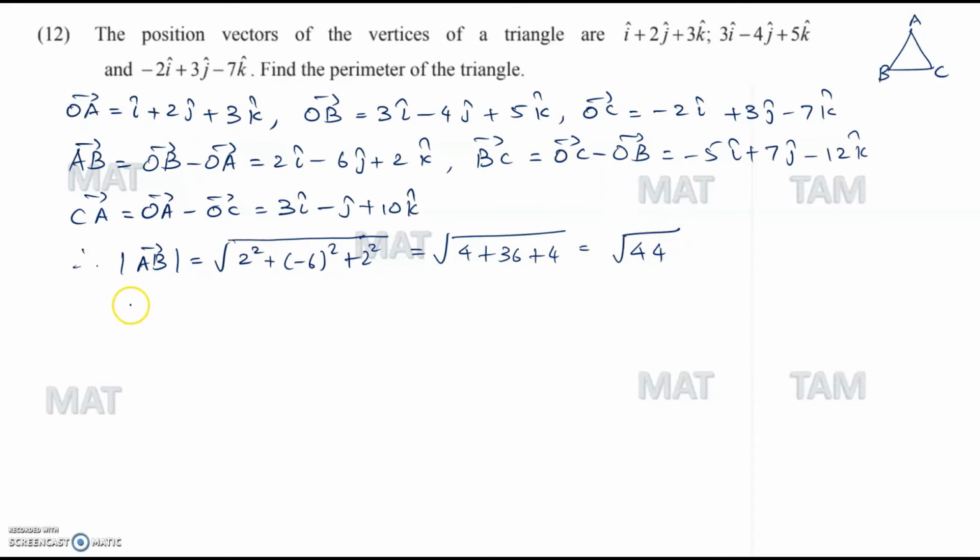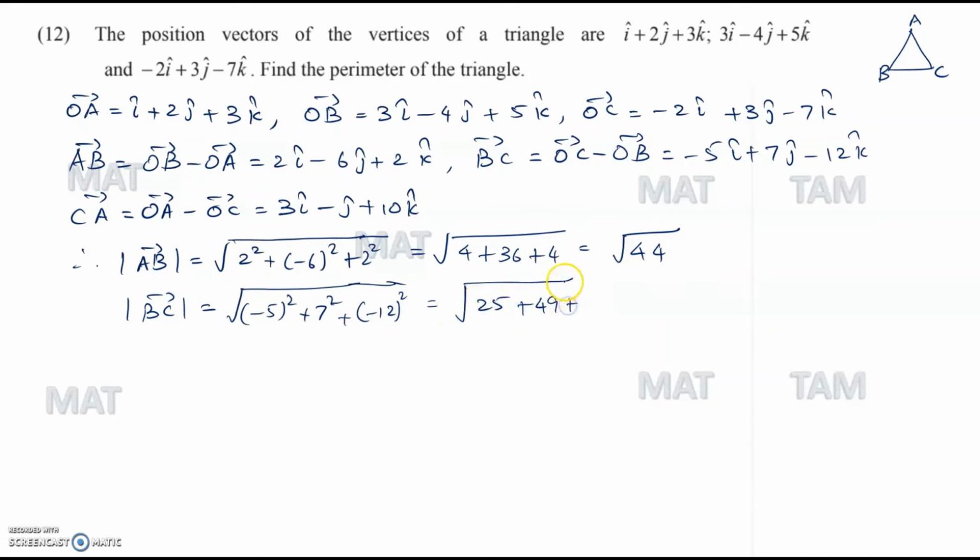Next, let's find the magnitude of BC vector. That would be equal to square root of minus 5 squared plus 7 squared plus minus 12 squared. So that's equal to root of 25 plus 49 plus 144, and adding them up, you will get 218.